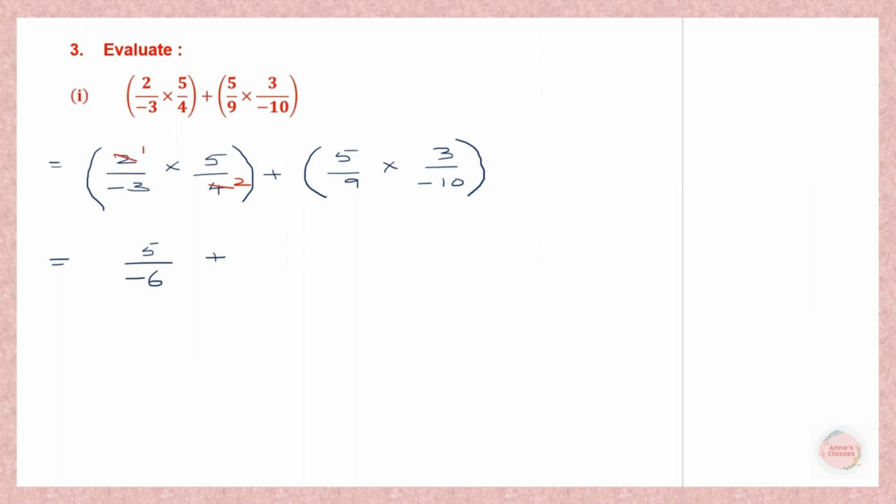Now let's add up the next part. Now what can we cancel there? I can cancel 5 and 10. 5 ones are 5, 5 twos are 10. I can also cancel 3 and 9. 3 ones are 3, 3 threes are 9.